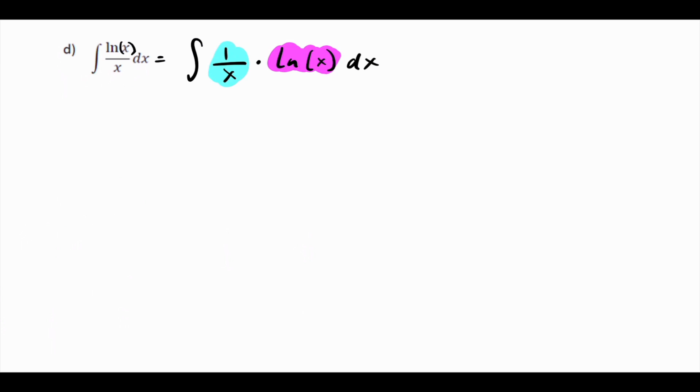We know x doesn't work, right? We just said x can't be u. One of those guys is going to be u. The other is going to be du. The question I'm asking you is which one is going to work? Is it going to be the natural log of x, or is it going to be 1 over x?